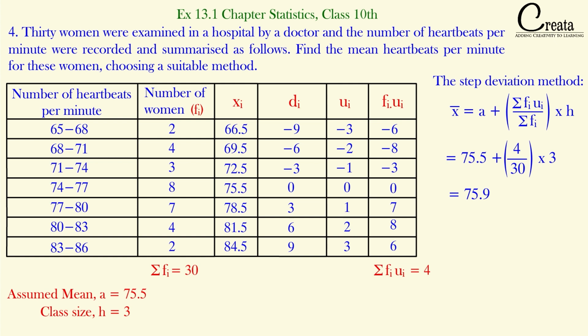Have you observed that our mean, that is our answer, lies between the minimum to maximum range, between 65 to 86, the same thing we observed at the start of the question? If our mean exceeds 86 or is below 65, then our answer is wrong. It should be somewhere between these minimum and maximum ranges. Got it? We got our answer as 75.9. So we are done with this question. Let's move to the next question.